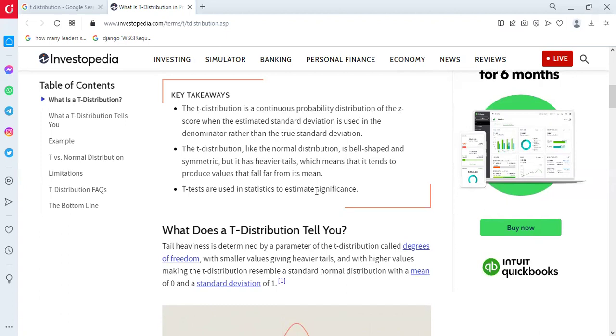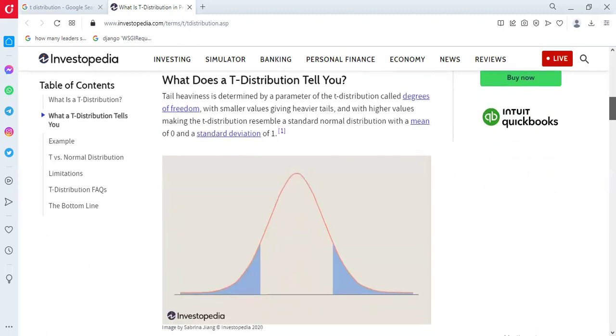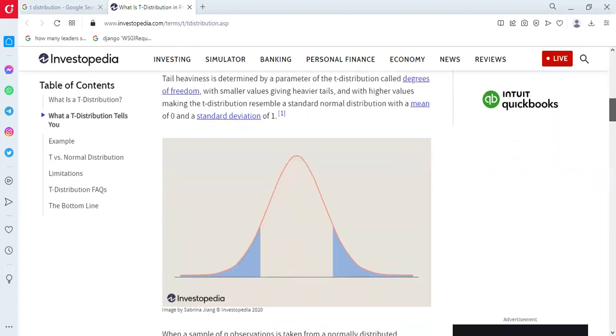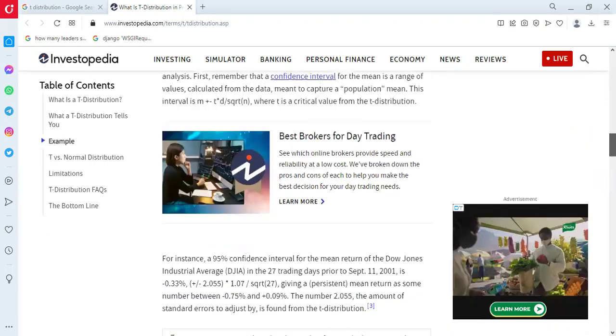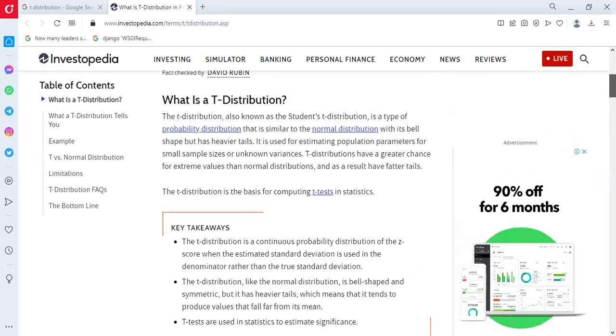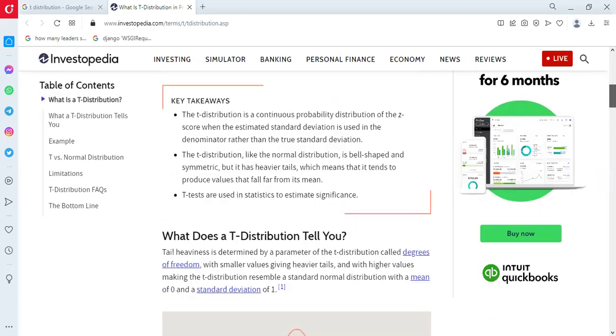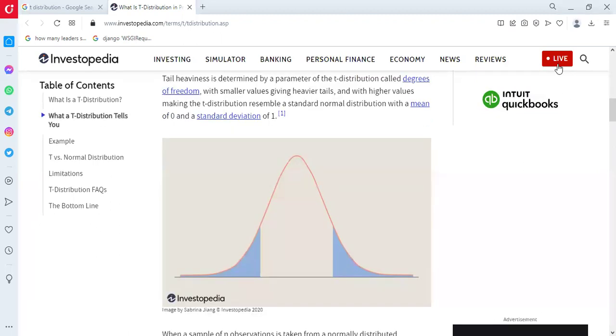Okay. T-tests are used in statistics to estimate significance. So it approximates the normal distribution. That's just what I wanted to show you, what is called the t distribution.